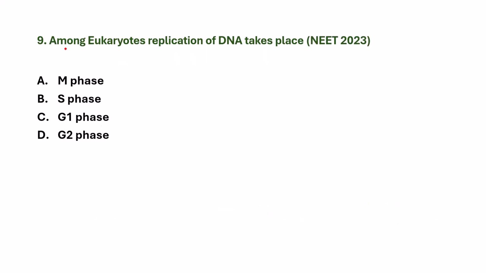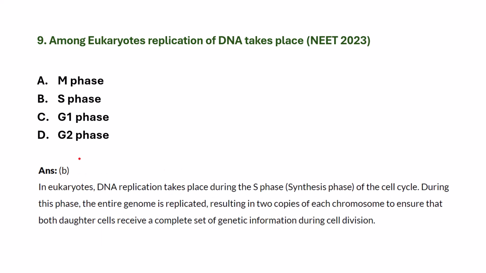Question number 9. Among eukaryotes, replication of DNA takes place in which phase? Okay, so NEET 2003 is the time when this question appears in the exam. Options are M phase, S phase, G1 phase or G2 phase. The answer is S phase.